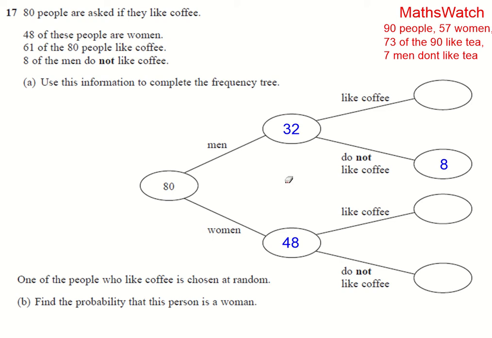So there are 32 men. If we know that of those 32 men, 8 of them do not like coffee, we can work out the amount that do like coffee by doing 32 minus 8 to give us 24. Now that we know an amount of people who like coffee, we can go back to that original piece of information that 61 people like coffee in total. So we can do 61 minus that 24 to tell us that 37 of the women like coffee.